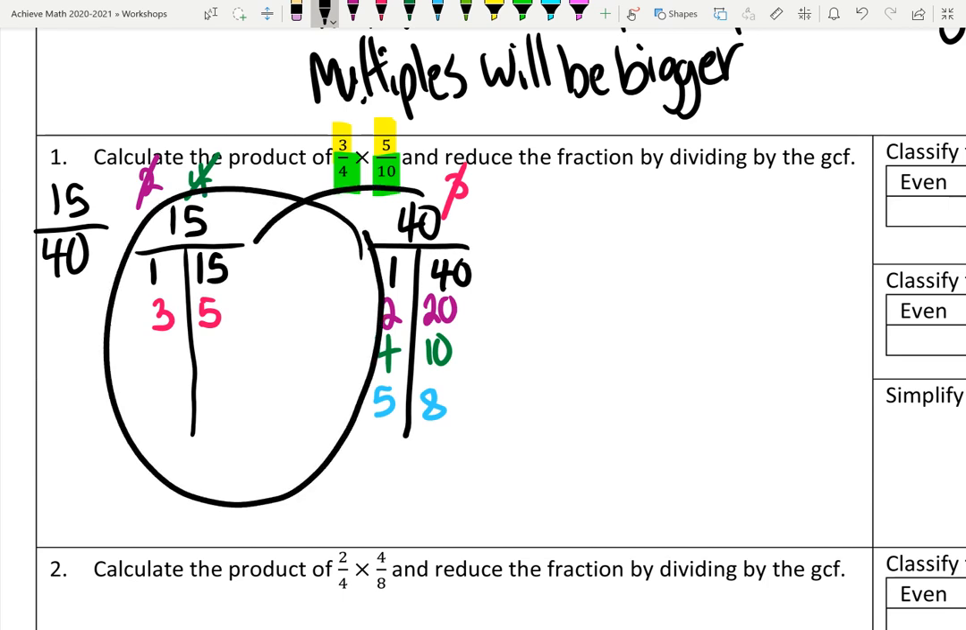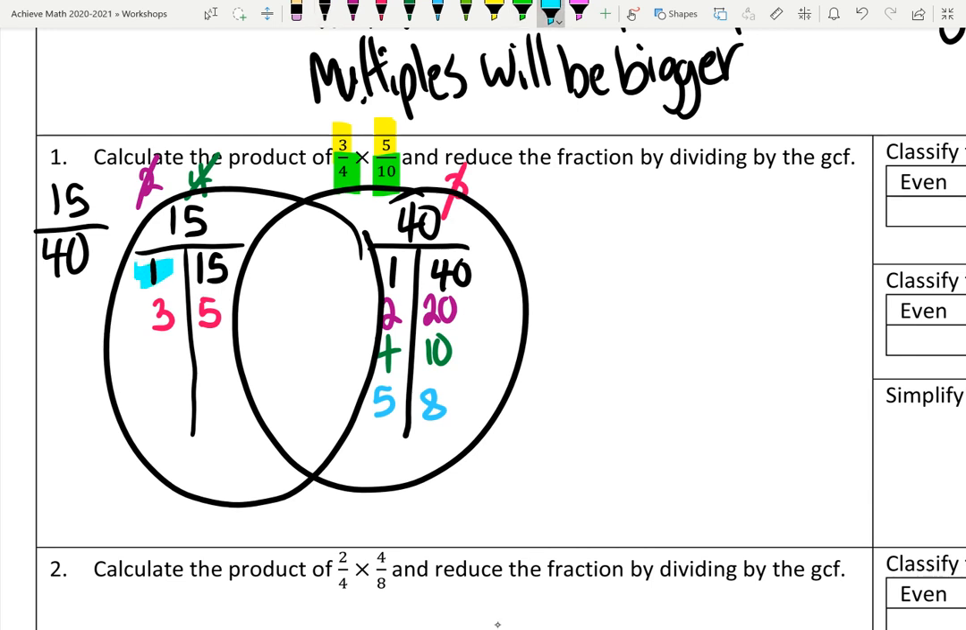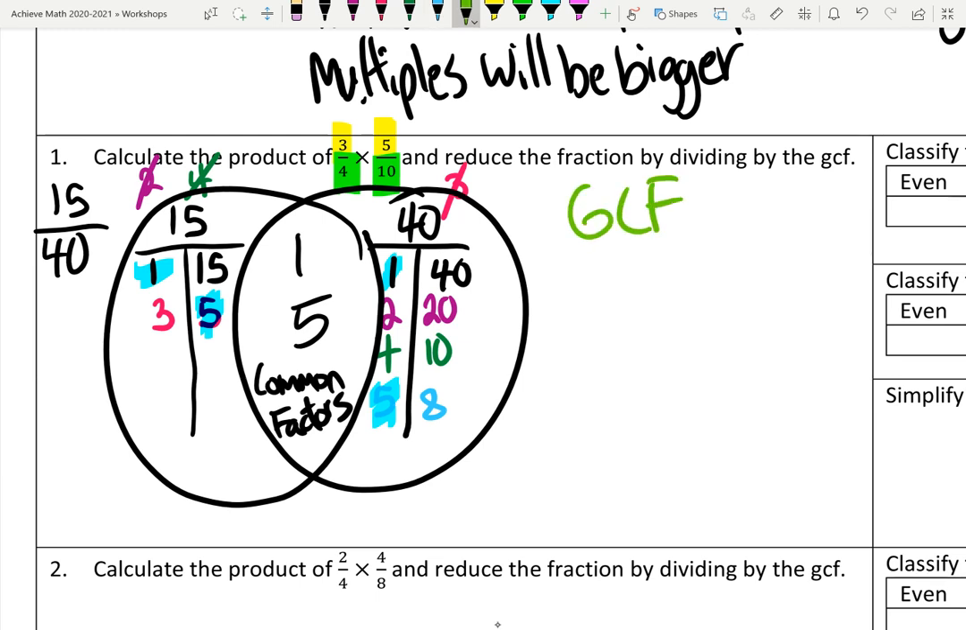I draw my Venn diagram, and I'm going to write all of my common factors. So let's see. They have 1 in common. They have 5 in common. 1 and 5 are what's known as common factors. They're the factors that both of these numbers share. What is going to be the GCF? It's going to be 5.